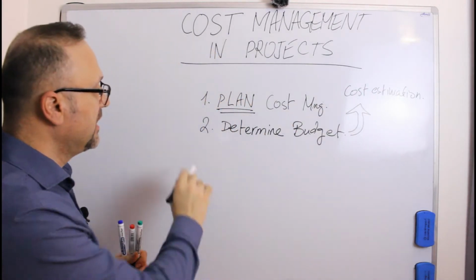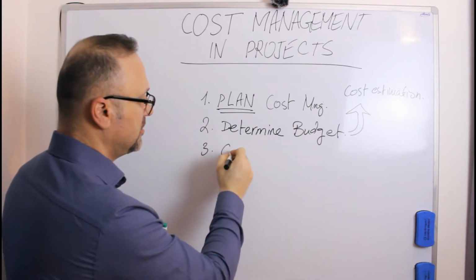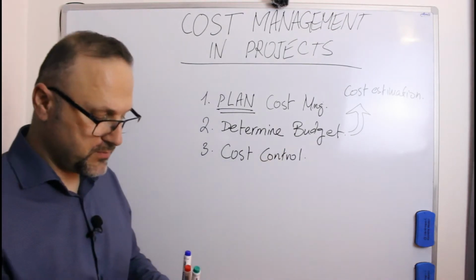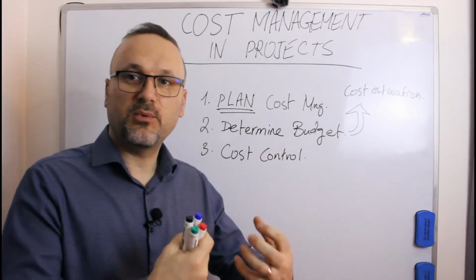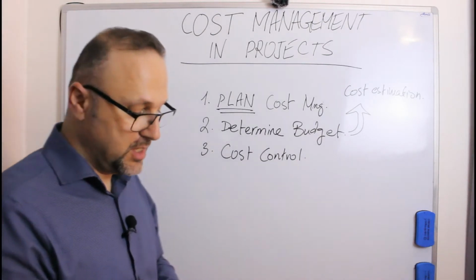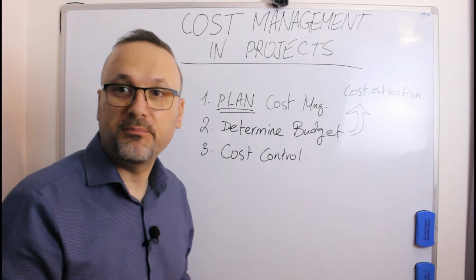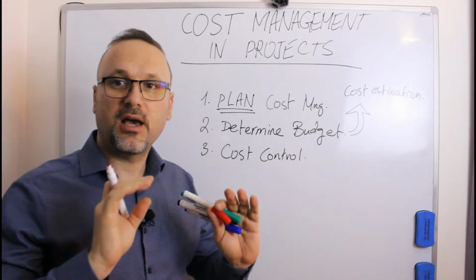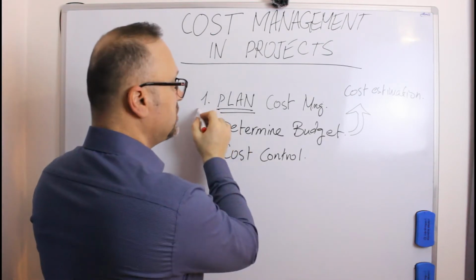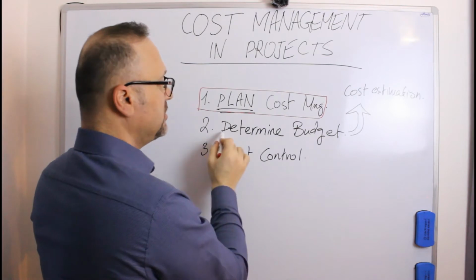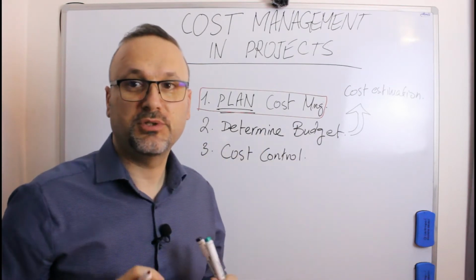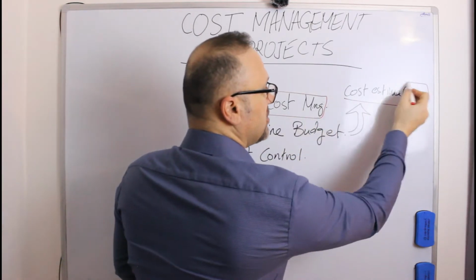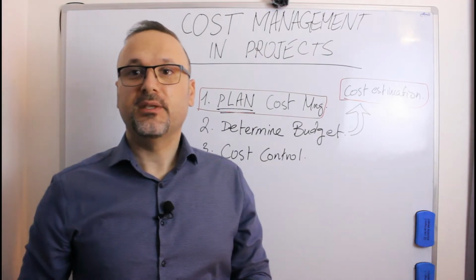Okay. Third part is your cost control. So the cost control means I'm controlling what I am investing, I'm controlling my money. So let's go through one by one the important parts. You plan your cost management. You are telling I am going to do it in this way. Once you planned it, you need to start determining your budget. And in order to determine your budget, you need to make your cost estimation, the cost estimation of each activity planned in the project.